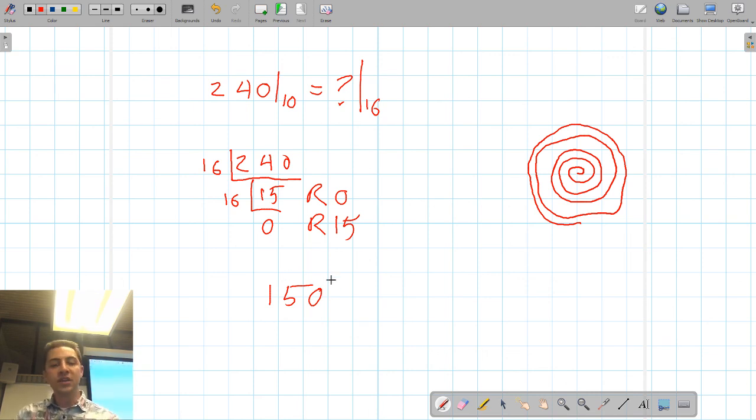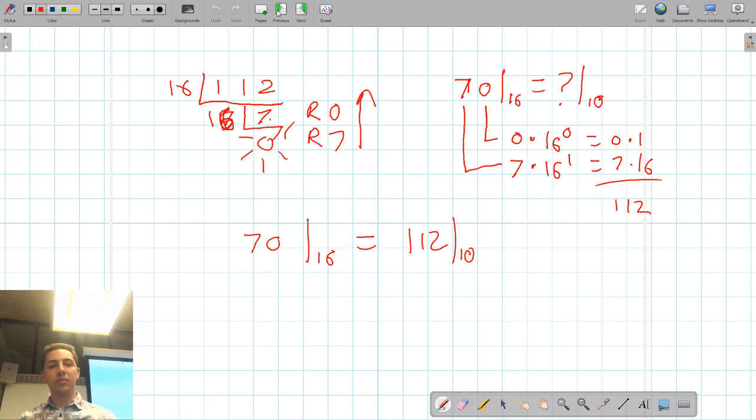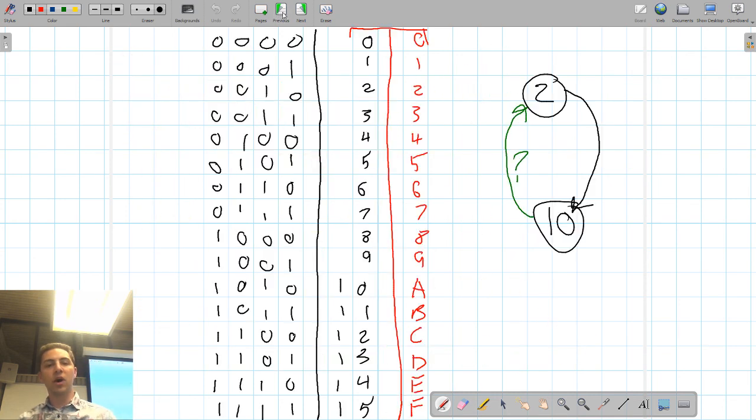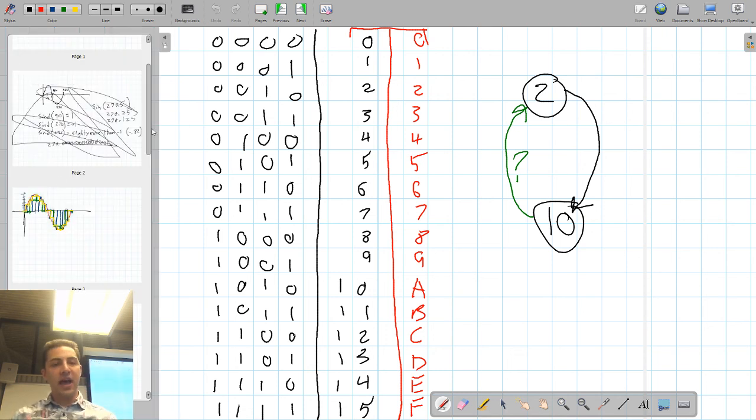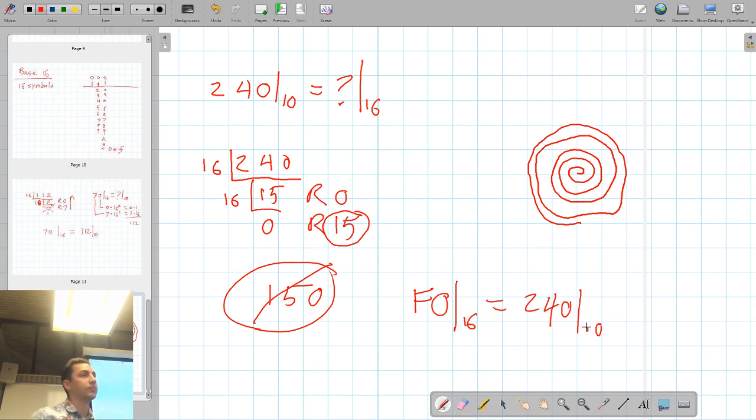The answer is not 150. Don't make this mistake, okay? Because the answer is not 15 appended to 0. It's whatever hexadecimal digit is the same as 15. If you don't know that, you go back to the table. The table's a little far away. 15 is an F. Okay. So since 15 is an F, this answer is F0 base 16, which is equal to 240 base 10. Okay?